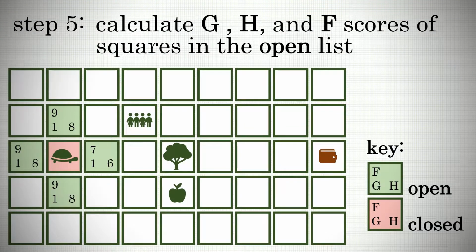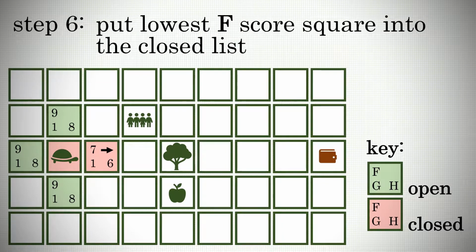Welcome back. As you can see, Todd has gone ahead and calculated the scores for us. Thanks, Todd. Feel free to pause the video if you want to double check these scores, or don't. Now, we'll pick the square with the lowest F score and add it to the closed list. Let's call it square A. The closed list is essentially the work-in-progress path towards the wallet.